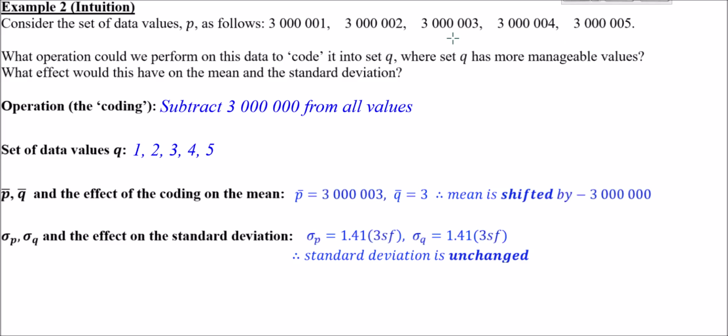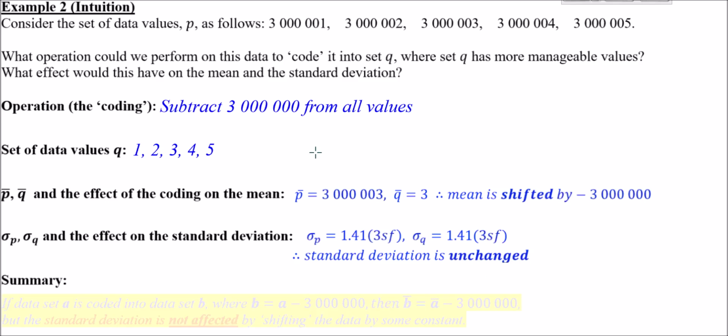In this original data set, the mean was 3,000,003. The lower value was exactly the same distance away, just 2 away, as 1 was from 3. 3,000,005 is also exactly the same distance away from 3,000,003, just a distance of 2 away, as 5 is from 3. So the spread doesn't change, because all data points are moving together, no further or closer together than they were to begin with. So what's the conclusion from this?